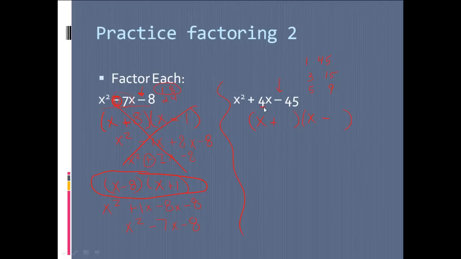Now I need to try to figure out which ones are going to get me to the 4 when I add them together. But again, one's positive and one's negative, so you've got to think in terms of subtraction actually. And when I look at this, my 9 and my 5 are 4 away from each other. So I'm going to go ahead and put my 9 up here and my 5 back here. I'm going to FOIL it out to try it. So I've got first, outside, inside, last. Simplify that down, and we got it right on the first try. It matches exactly what we started with, so we've got it factored right here.